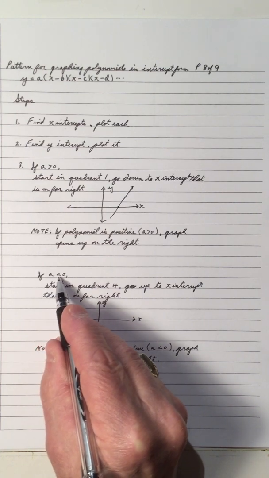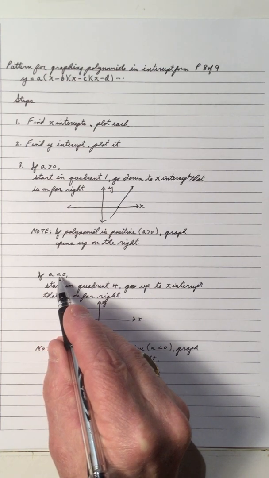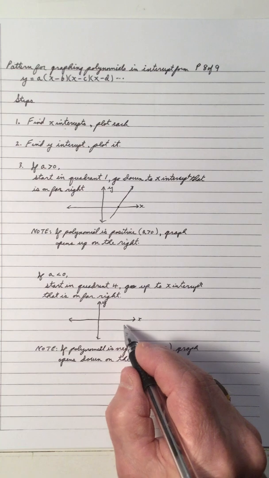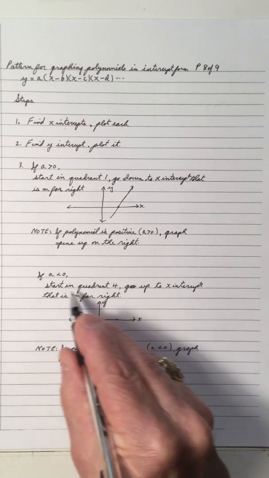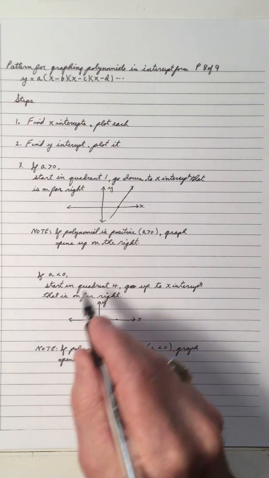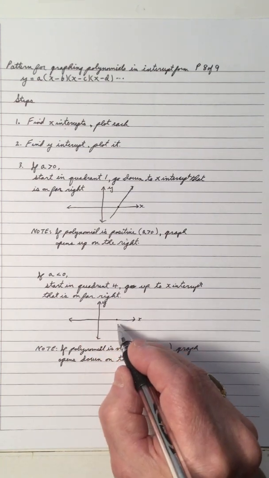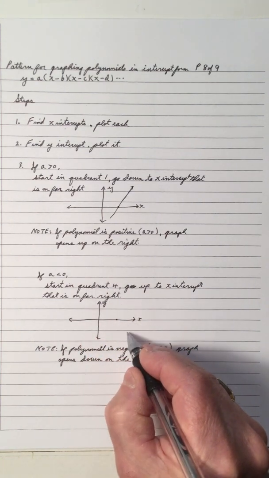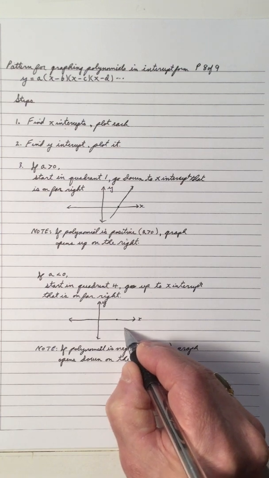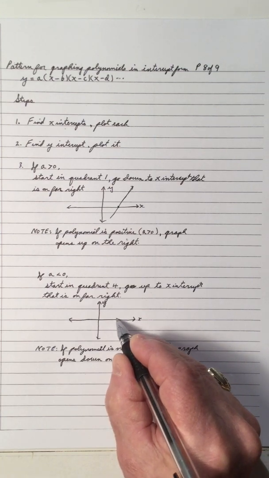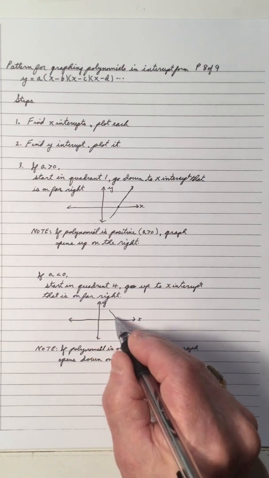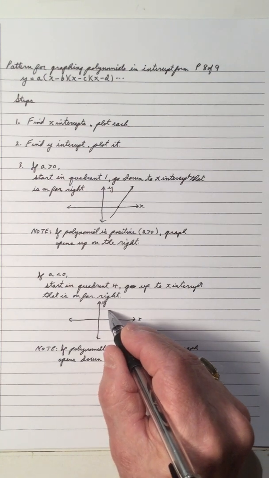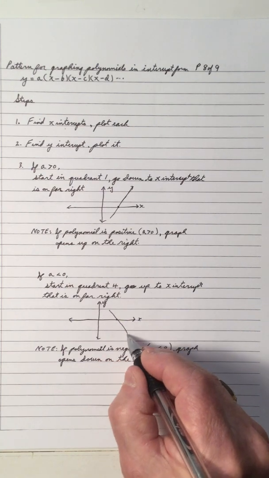If a is less than 0, it means a is negative. It starts in quadrant 4. So let's say this is your x-intercept right here, and a is negative. You see a negative at the beginning of the equation. So that means you start in quadrant 4 and you go up to the x-intercept that's on the far right. And then you decide if you got any more intercepts, if you come down or just keep going. That would be a linear. If it's a quadratic, you have to bend and come down through.